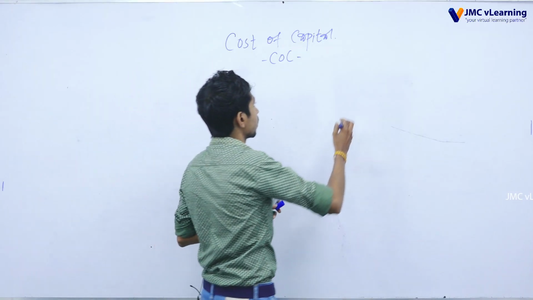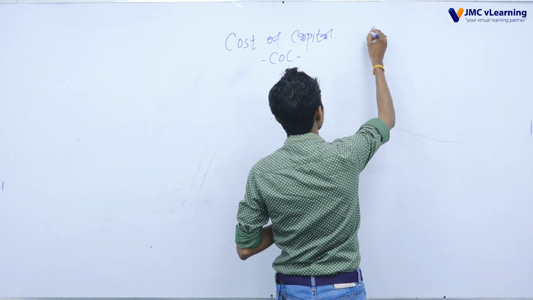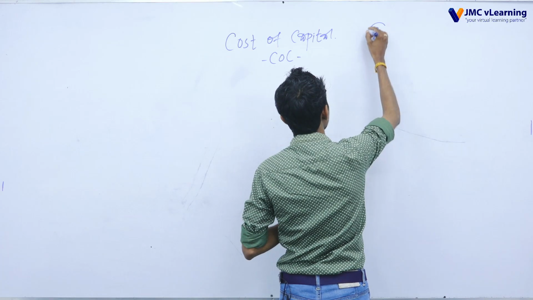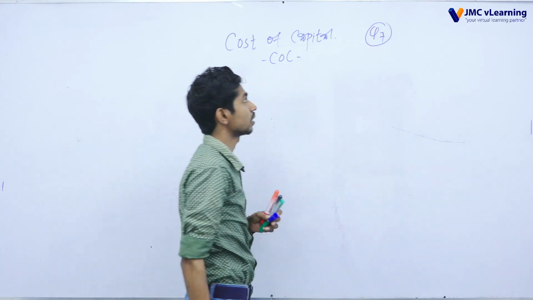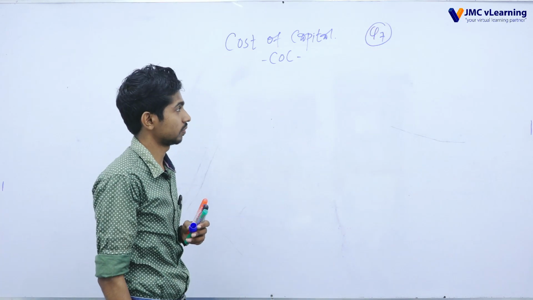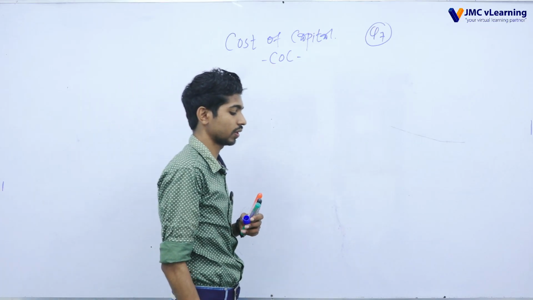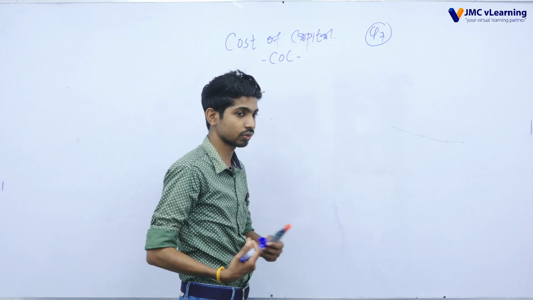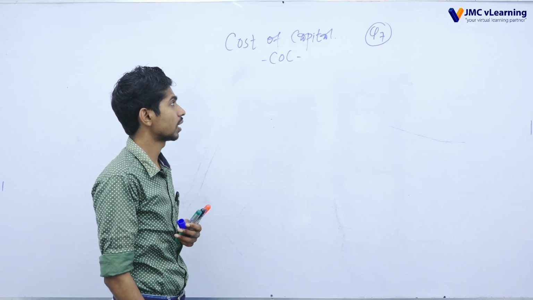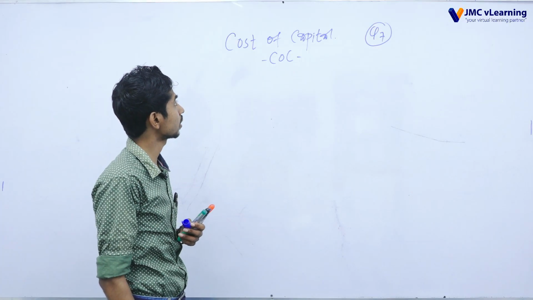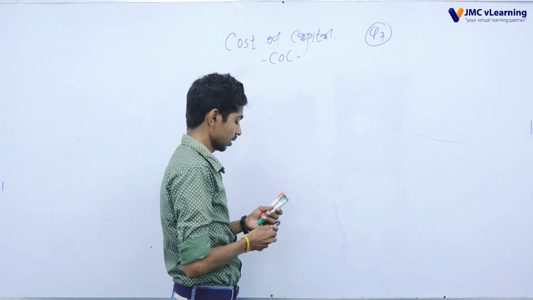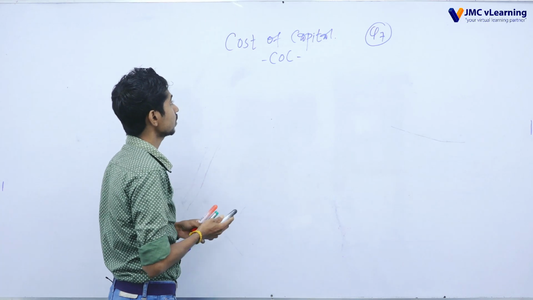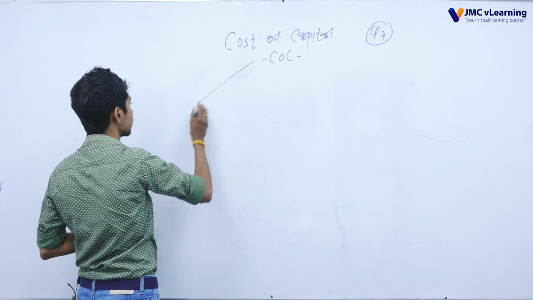When you are analyzing the past papers, generally this question will be available in question number 7. In the recent paper it is also available in question number 7. Previously also, when you are studying, there is a question number 7 related to the cost of capital. We will discuss this chapter mainly.